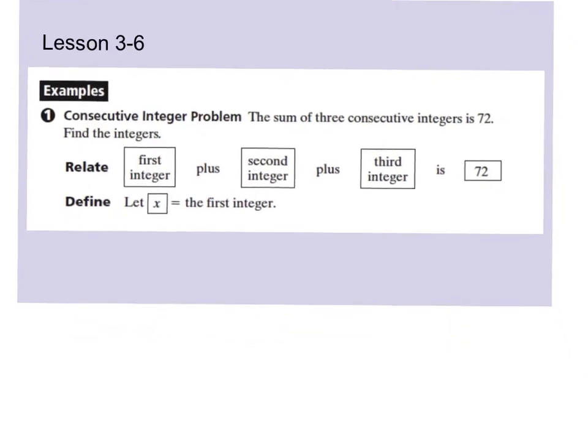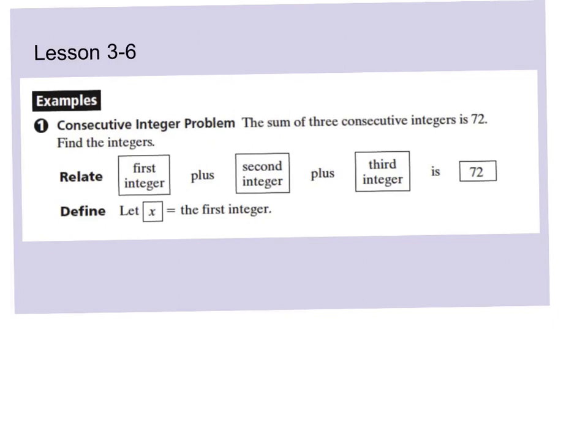But I want you to think about something. That first integer is x. If we let that first integer be x, let me ask you this. If that first integer were the number 72, tell me what the next integer would be. It would be 73. And then the next one would be 74. Because they are only separated by 1, we can write them in terms of each other.